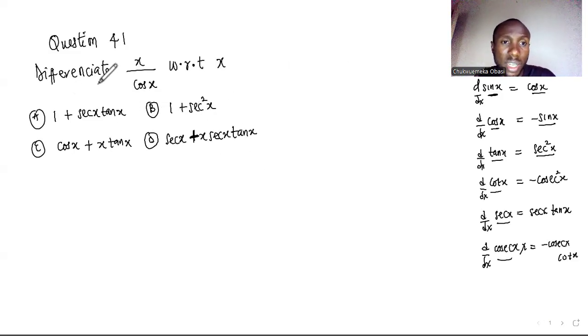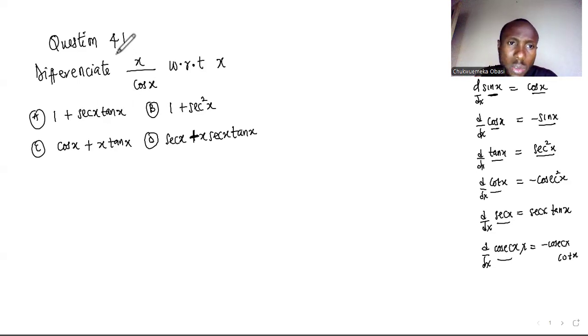It says differentiate x upon cos x. The first thing you want to look out for is what kind of rule you are going to apply here. Is it product rule? Is it chain rule? Is it quotient rule? We are going to apply the quotient rule because we have a rational expression. You can see from the previous videos that we've talked about how we can utilize the quotient rule.